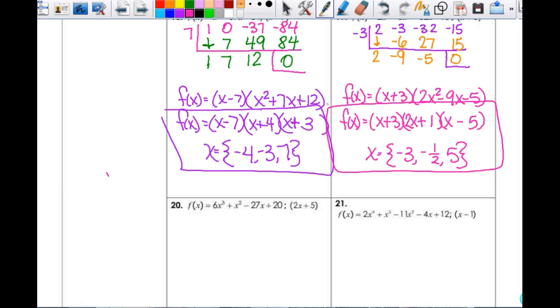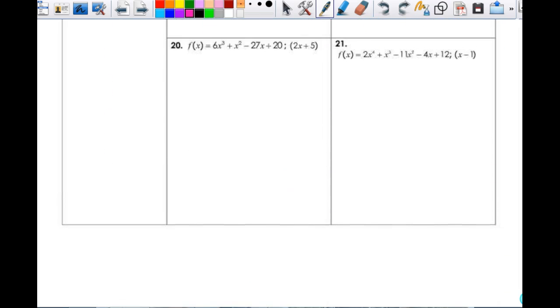Can I do synthetic division here? No. I could kind of force it down that road, but it would not be real pretty, and I would not suggest that. But I can divide. I'm just going to have to use long division, right? So if I have 2x plus 5, I'm going to divide this into x cubed plus x squared minus 27x plus 20.